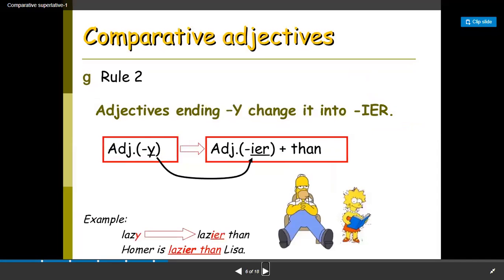The second rule we have is when we have an adjective that is from one syllable but ends with y.